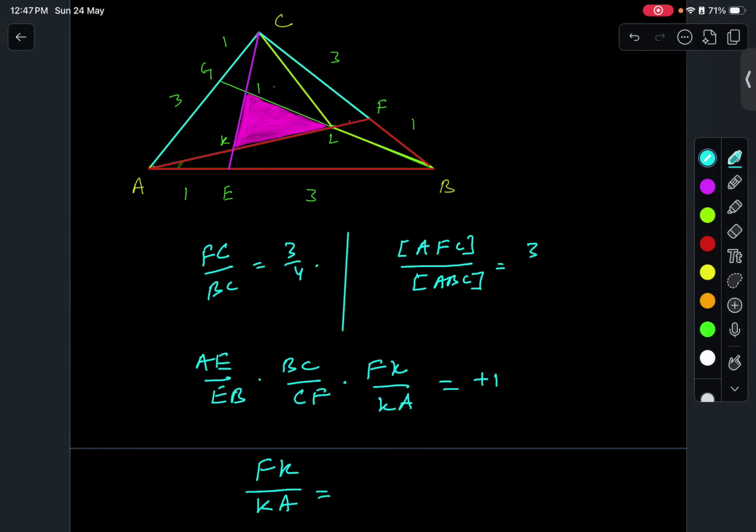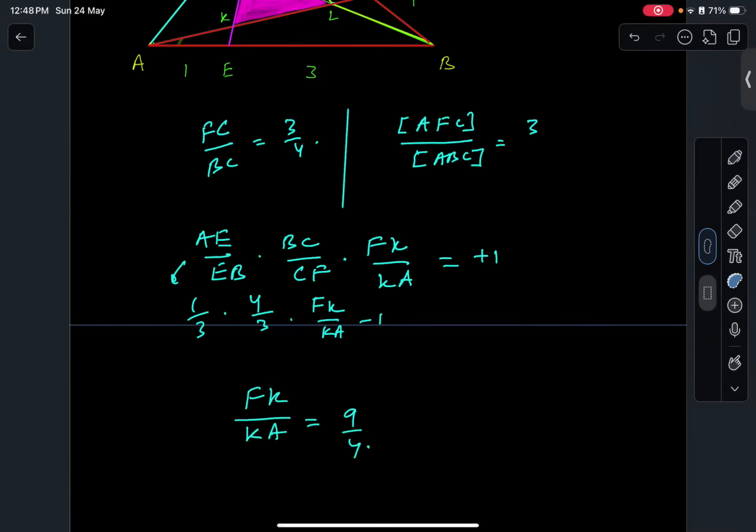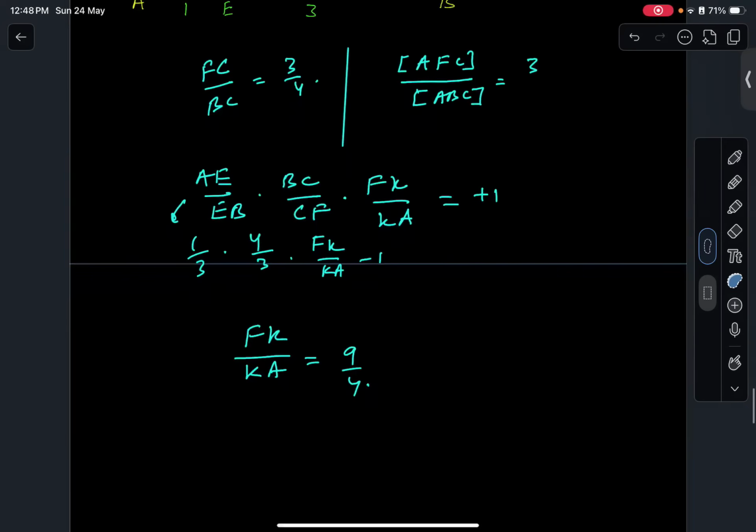All the ratios are given. Just you have to go for that. AE upon this is 1:3. BC upon already seen that 4:3, and this is what we have to find, FK upon KA is equal to 1. So from this I can say this is 9/4 only. This is 9/4 only. Is this okay? Now everyone is getting this?